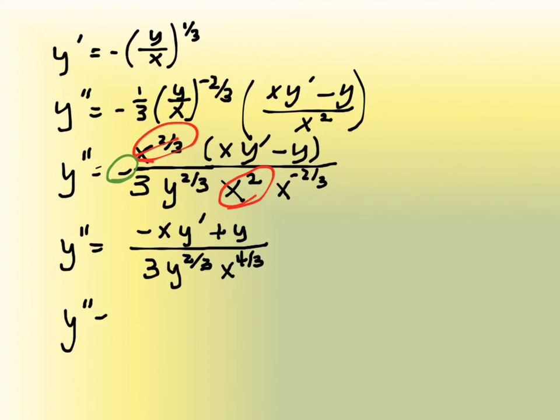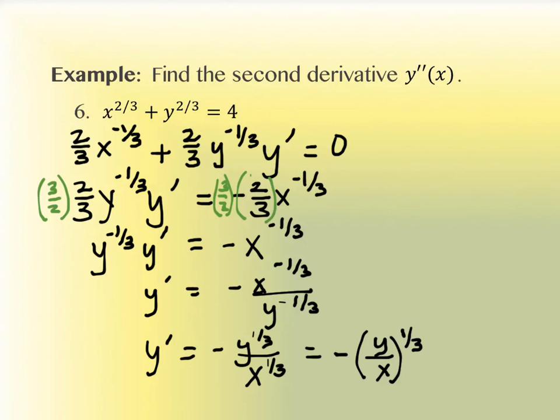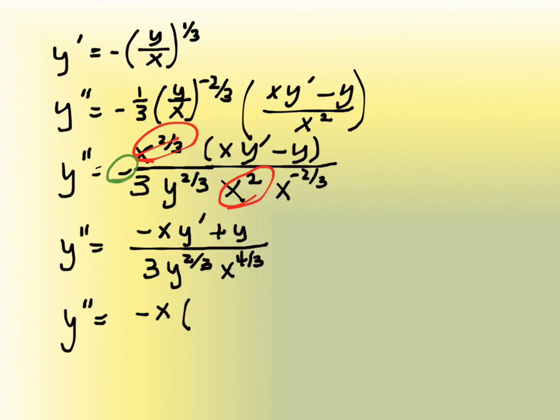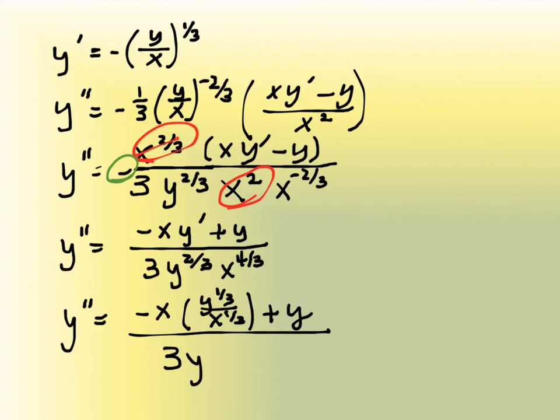But yeah, we have to substitute in what that y prime equals. So the y prime here is actually equal to, and I'll use the expression we had before, which was the negative y to the 1/3 over x to the 1/3, plus the y. We're really close to being done. If you guys will bear with me for just one more minute, we'll be done with the problem so that we'll be finished with this section.